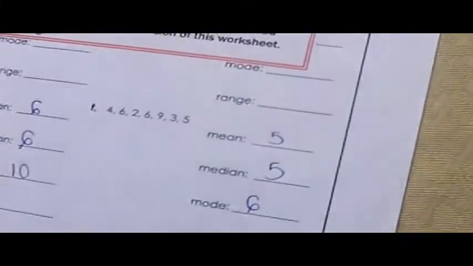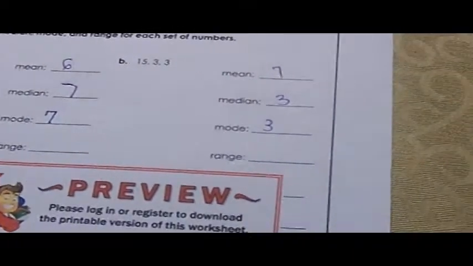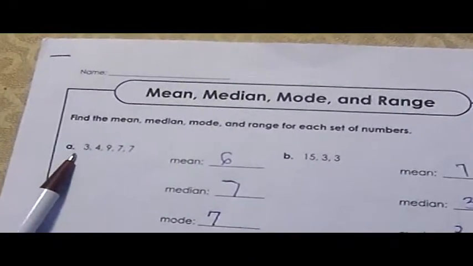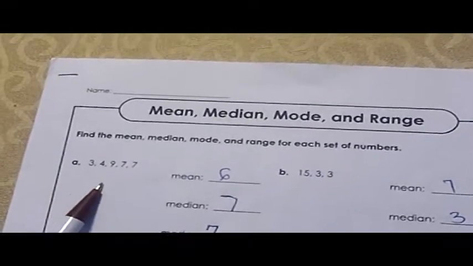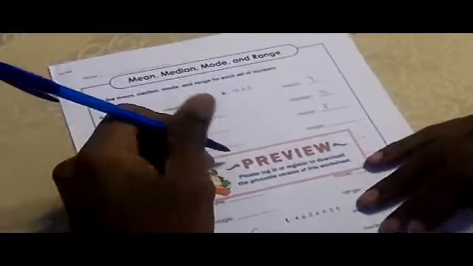All right. Now we're ready to move on to the last vocabulary word, which is range. Who can tell me what you think range might be? The difference between the largest and the smallest number. All right. If we look at letter A, first of all, what is the largest number in letter A? The largest number in letter A is 9. And what is the smallest number? 3. So the difference between those two would be what, Denzel? 6. Okay, let's put that down.